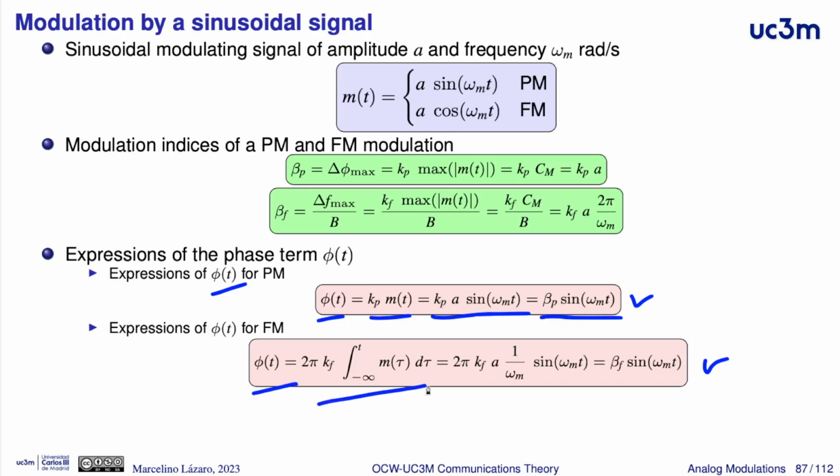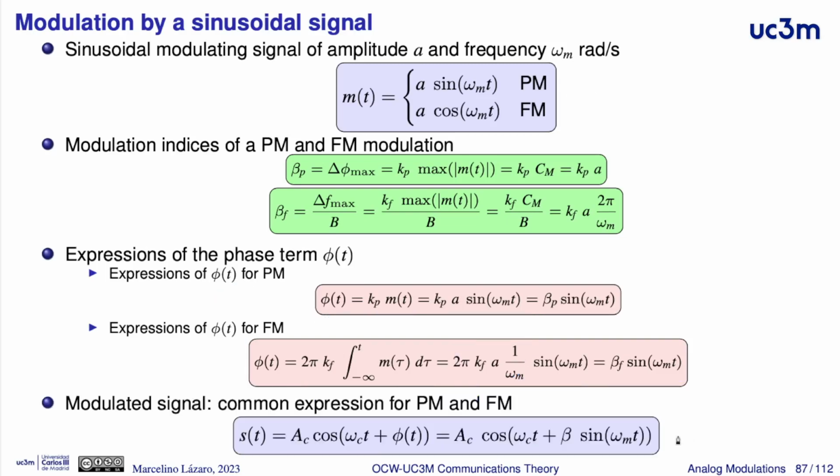In this case, phi of t is proportional to the integral of the cosine, which is a sine, and the term that we have here is basically equal to the modulation index for the frequency modulation. In this way, we have a common representation for the term phi of t for both the phase and frequency modulation. This is the reason to have a different parameterization here as a sine or as a cosine for the phase and frequency modulations.